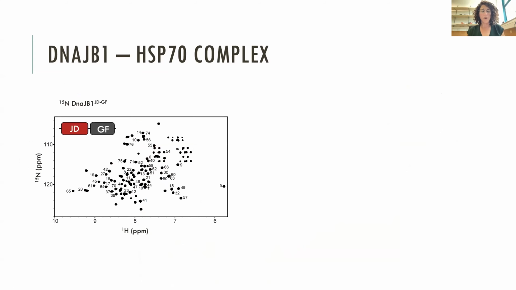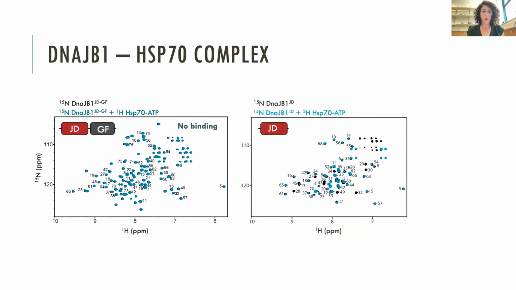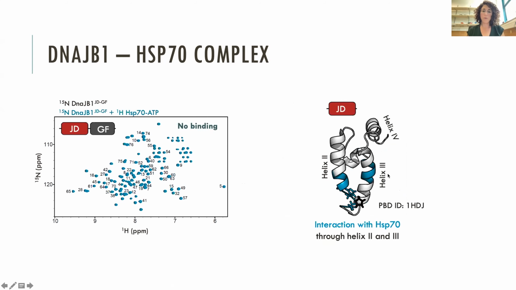This interaction is already characterized and very well conserved. When we did the same for our class B representative, DNAJB1, we added HSP70, but to our surprise, we saw no binding. And this really puzzled us. When we took the shorter construct of only the J-domain, we saw binding, a nice selective peak broadening, and when we mapped this, we saw the same interaction surface between helix 2 and 3. So what was going on with this longer construct, and what is this linker doing here, and why does it prevent the binding?